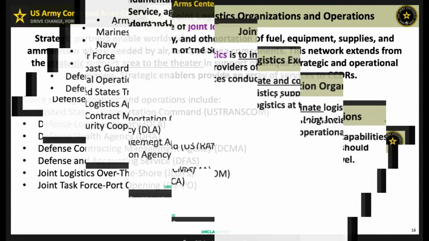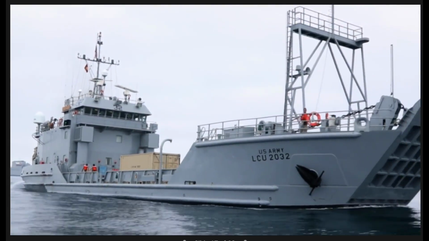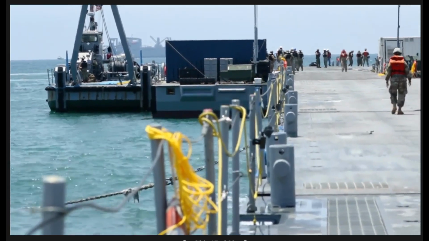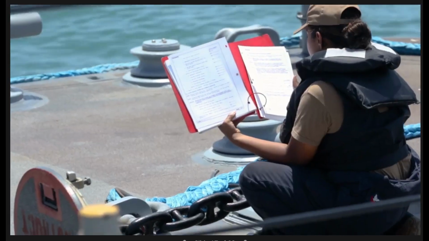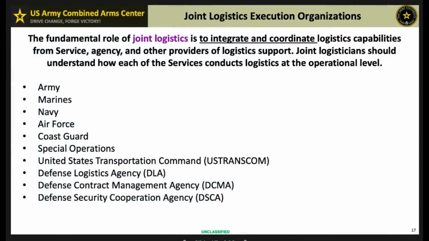This slide outlines the joint logistics execution organizations involved in integrating and coordinating logistics capabilities from various services, agencies, and other providers of logistics support. The fundamental role of joint logistics is to ensure seamless integration and coordination of these capabilities.